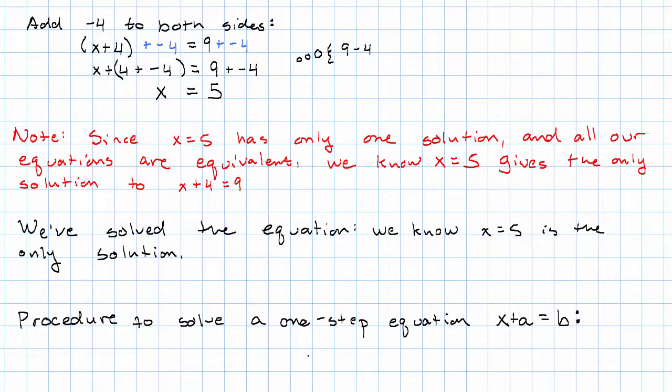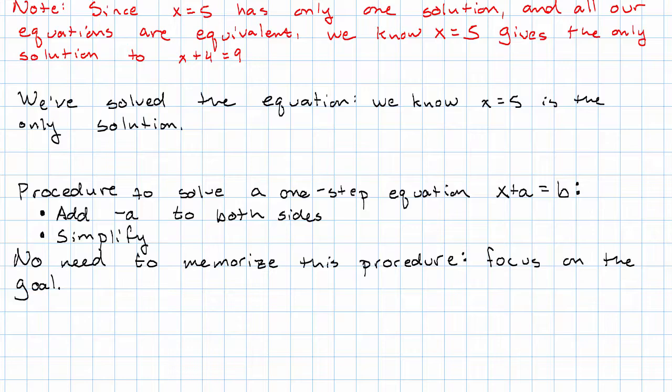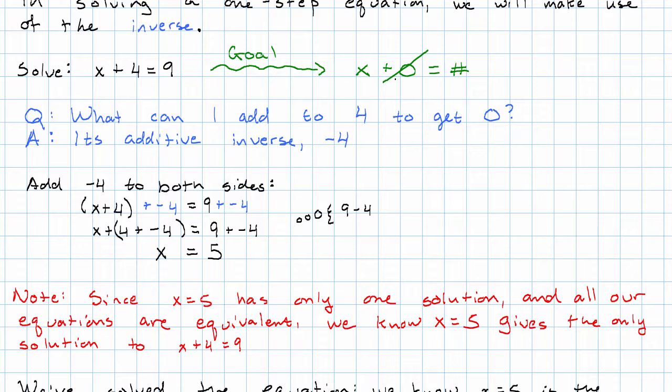We can, if we like, write down this procedure generally. To solve the one-step equation x plus a equals b, we add the number negative a to both sides, and then simplify. But we don't need to memorize this procedure. Instead, we should focus on our goal. Remember that our goal was to get x plus 0 equals a number. We thought, what can we add to 4 to get 0? And we realized that we could use its additive inverse, negative 4.